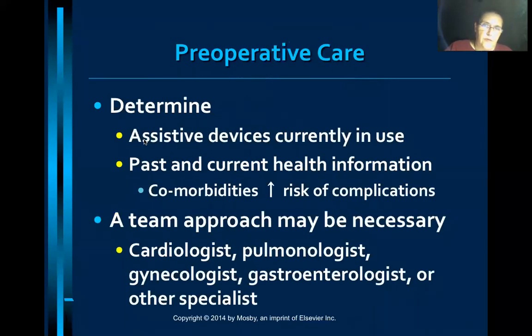So we determine the assisted devices currently in use, the past and current health information and comorbidities, and the risk of complications. A team approach may be necessary. Again, these are obese patients, so we need to evaluate their cardiac status, their pulmonary status, gynecological, gastroenterology. All of these need to be considered to make sure they are healthy enough to undergo the surgery.